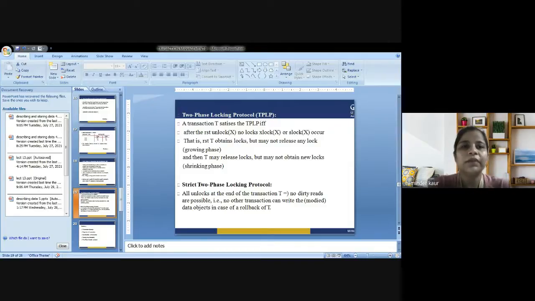Now let us deal with the diagram of how we are supposed to deal with a transaction. Just have a look at the same.